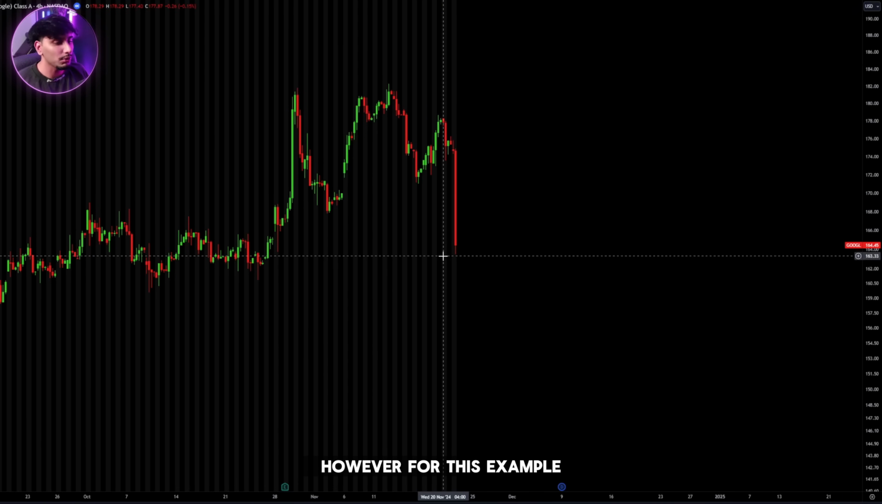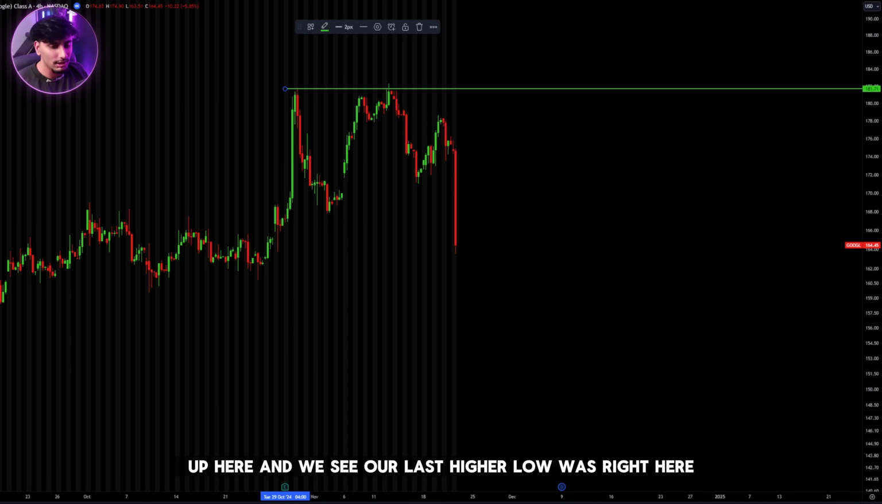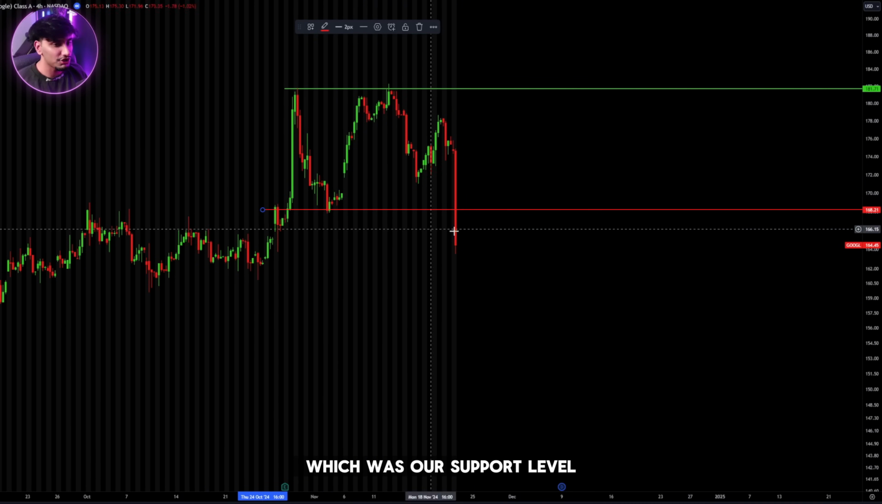However, for this example, what do we see? Well, we see that we have a clear resistance level up here, and we see our last higher low was right here, which was our support level.